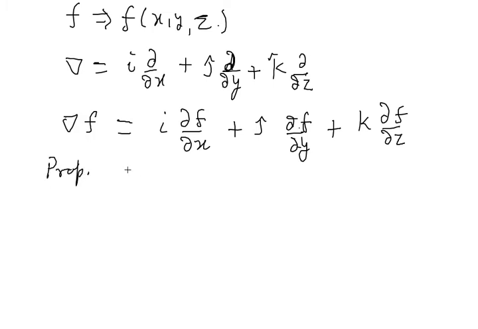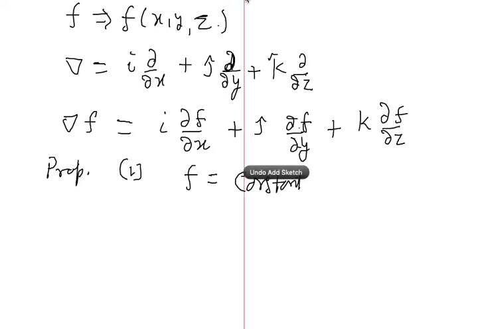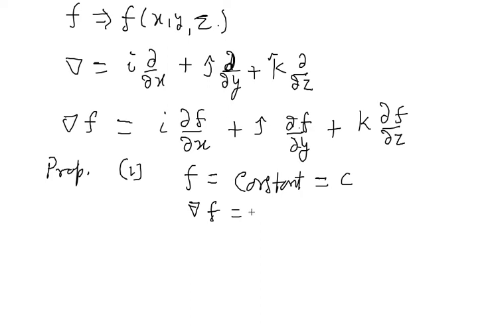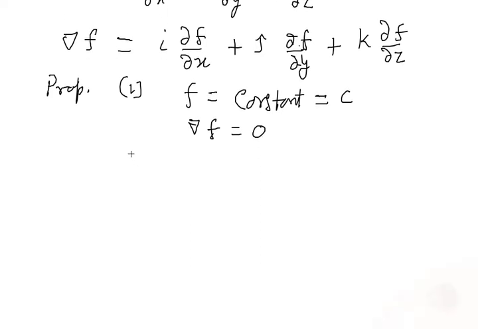So the first property: if f is a constant function, sorry, the constant function. If f is constant, just say it is c, then del f will be 0 because you know the derivative of a constant is always 0.